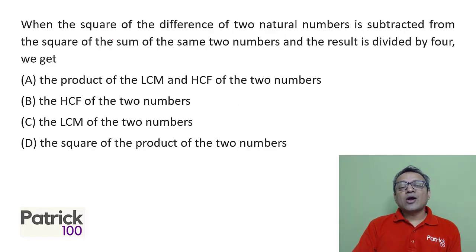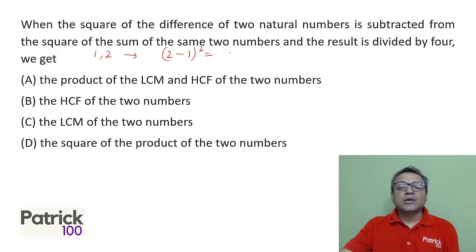When the square of the difference of two natural numbers is subtracted from the square of the sum of the same two natural numbers, and the result is divided by 4. Normally what I'll do, I'll take simple numbers 1 and 2. So if I take the difference of the two natural numbers, 2 minus 1, and square it, this becomes 1. And the sum of the same two numbers, 2 plus 1, and the square of it is 9. The difference, 9 minus 1, is 8. If you divide by 4, you get 2.